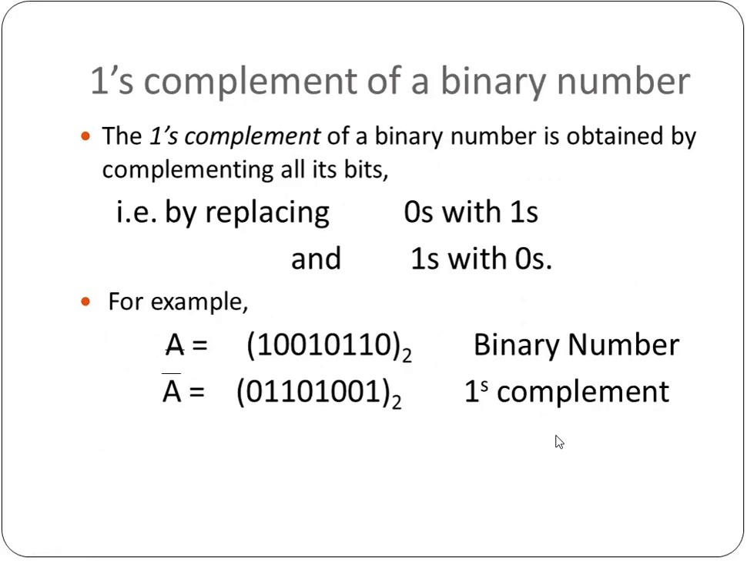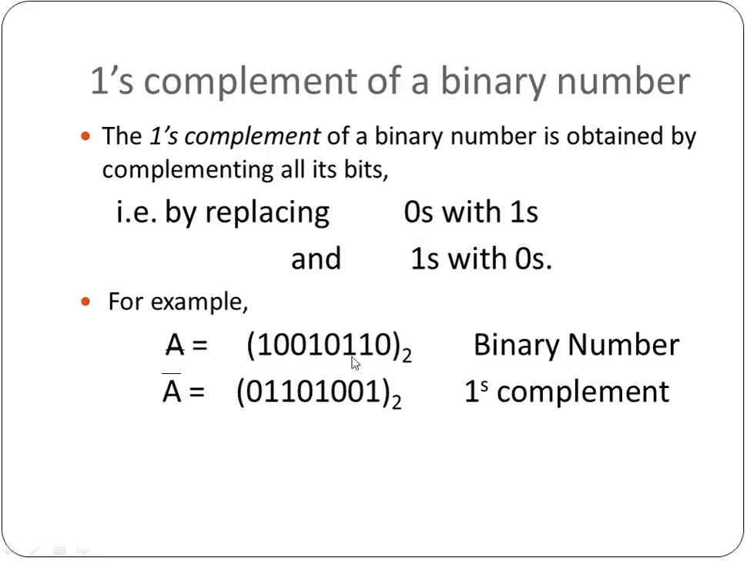There is one more system to represent a binary number, that is the ones complement of a binary number. Here the ones complement of a binary number is obtained by complementing all its bits. To complement means replace 0 with 1 and 1 with 0. So write 1 where it is 0 and write 0 where it is 1.